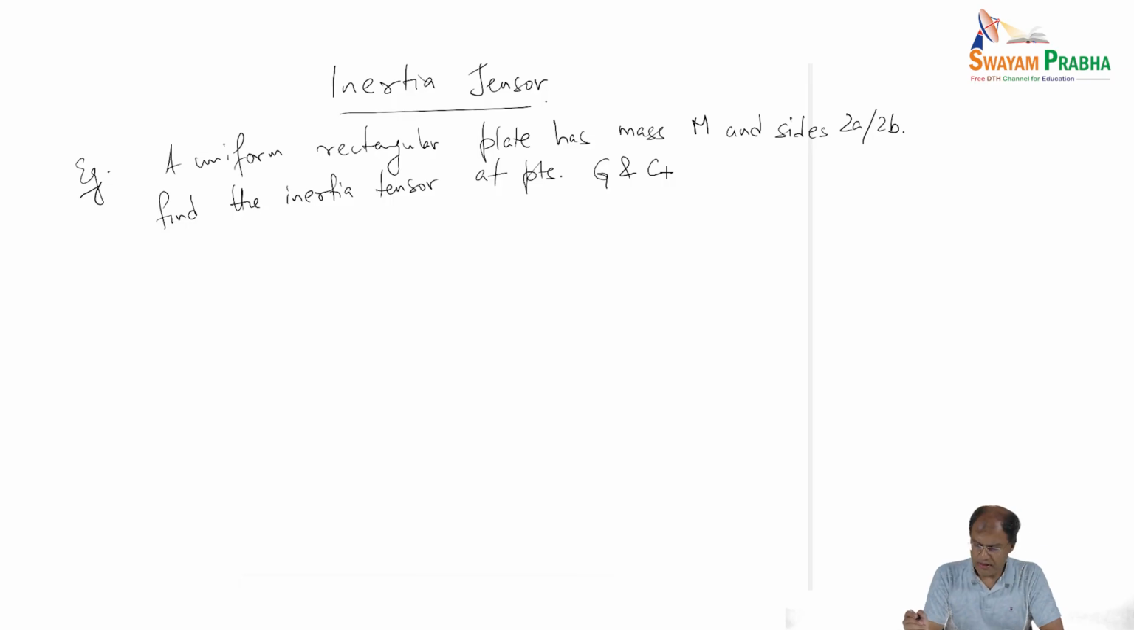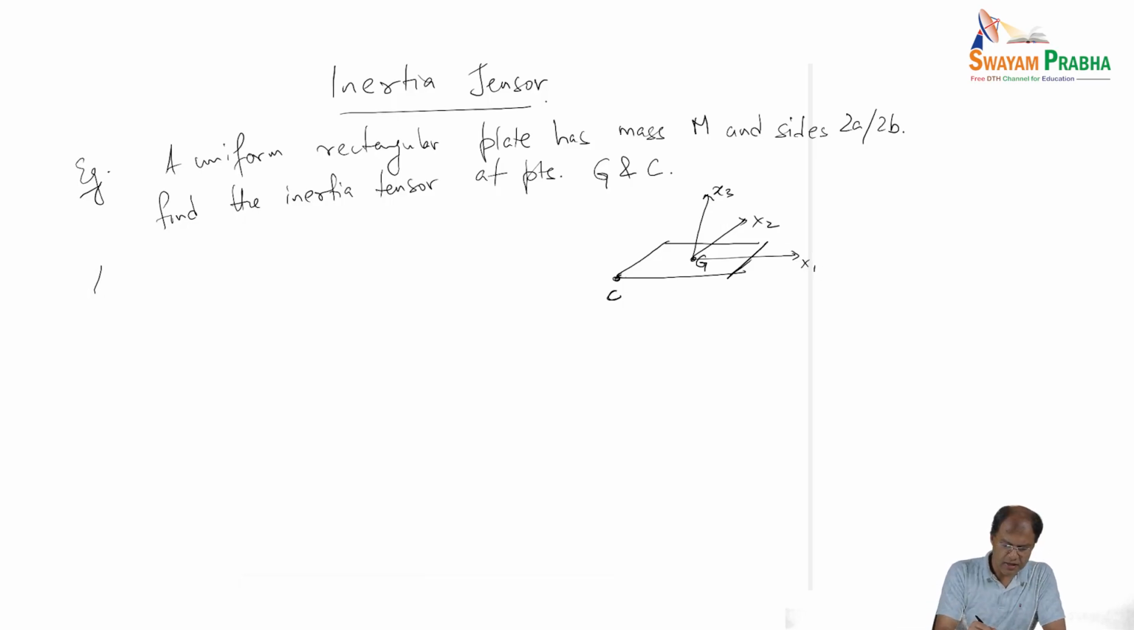So the setup is we have a plate, and we have to find the moment of inertia. At the center of mass, this is the point G, which is the center of the plate, and the second point C is at one of the end points or the vertex. So let us now associate an axis: x1, x2, x3 axis.